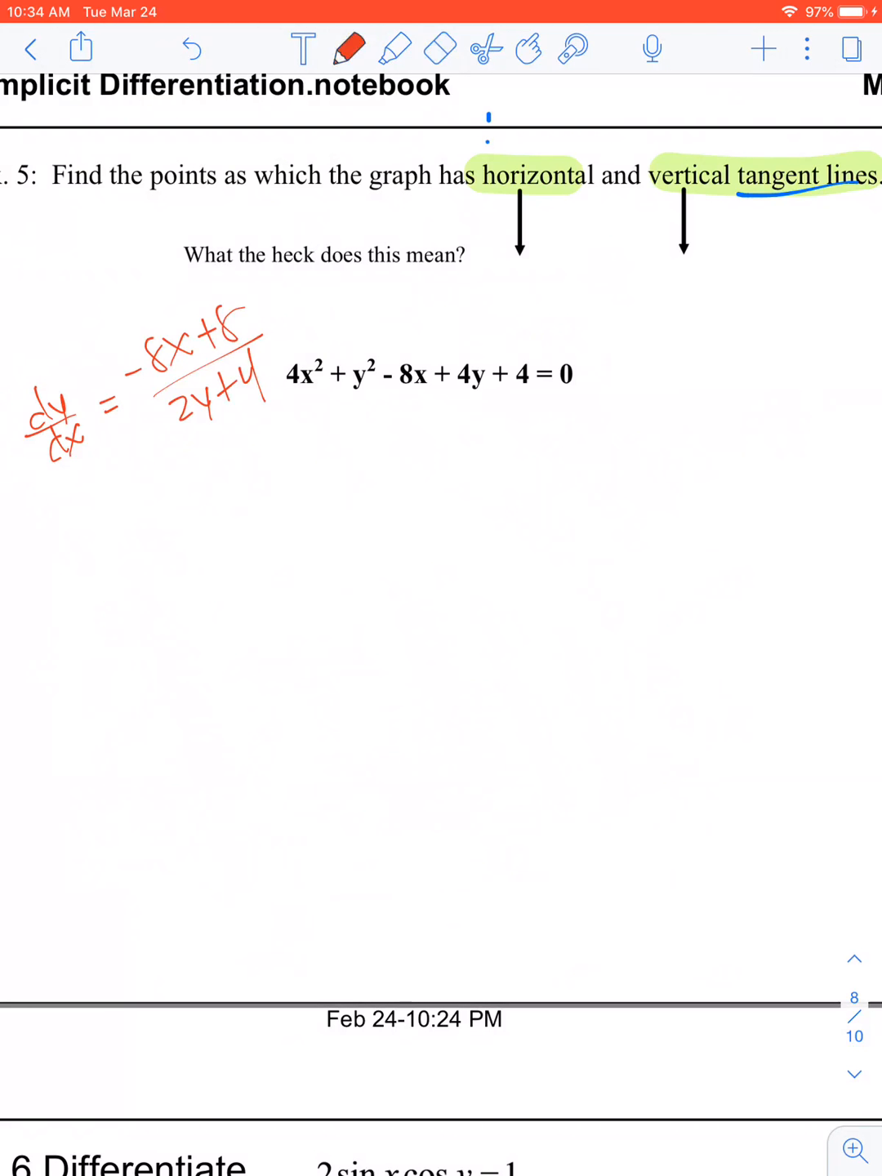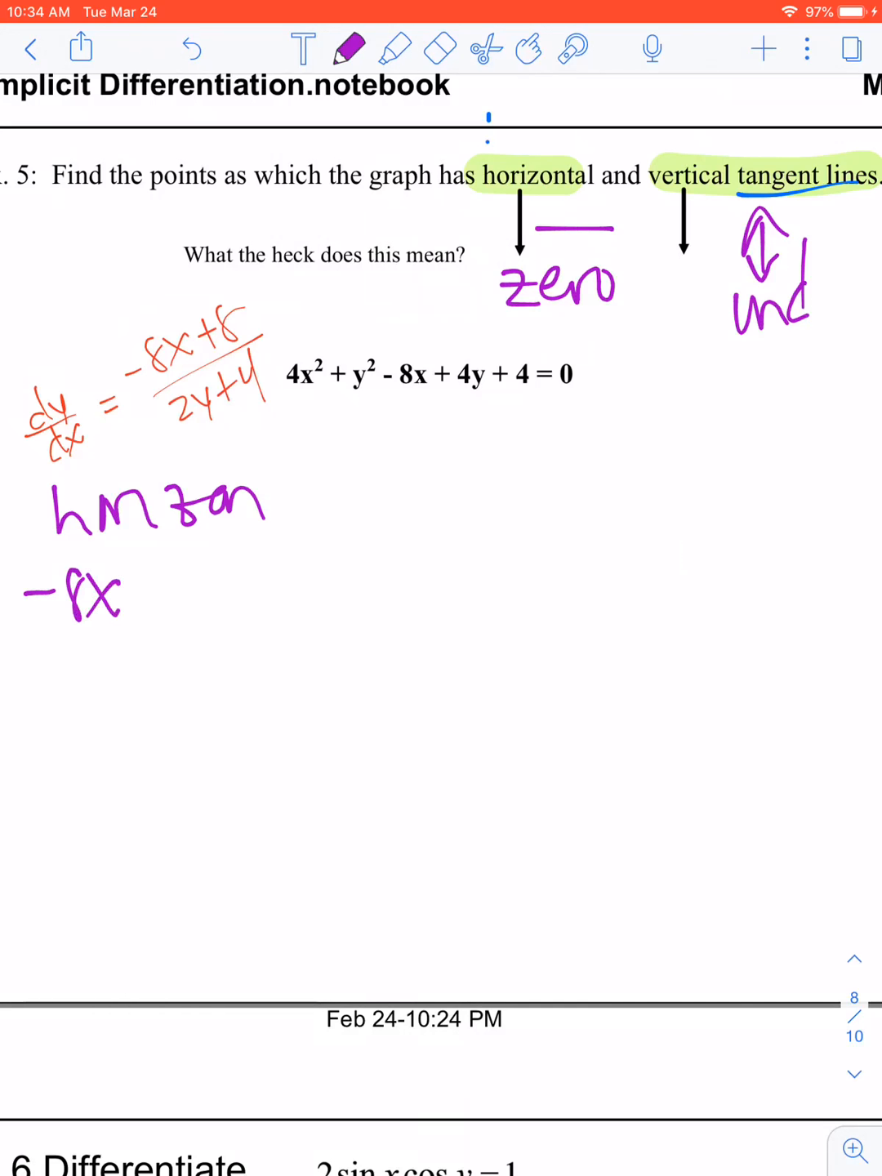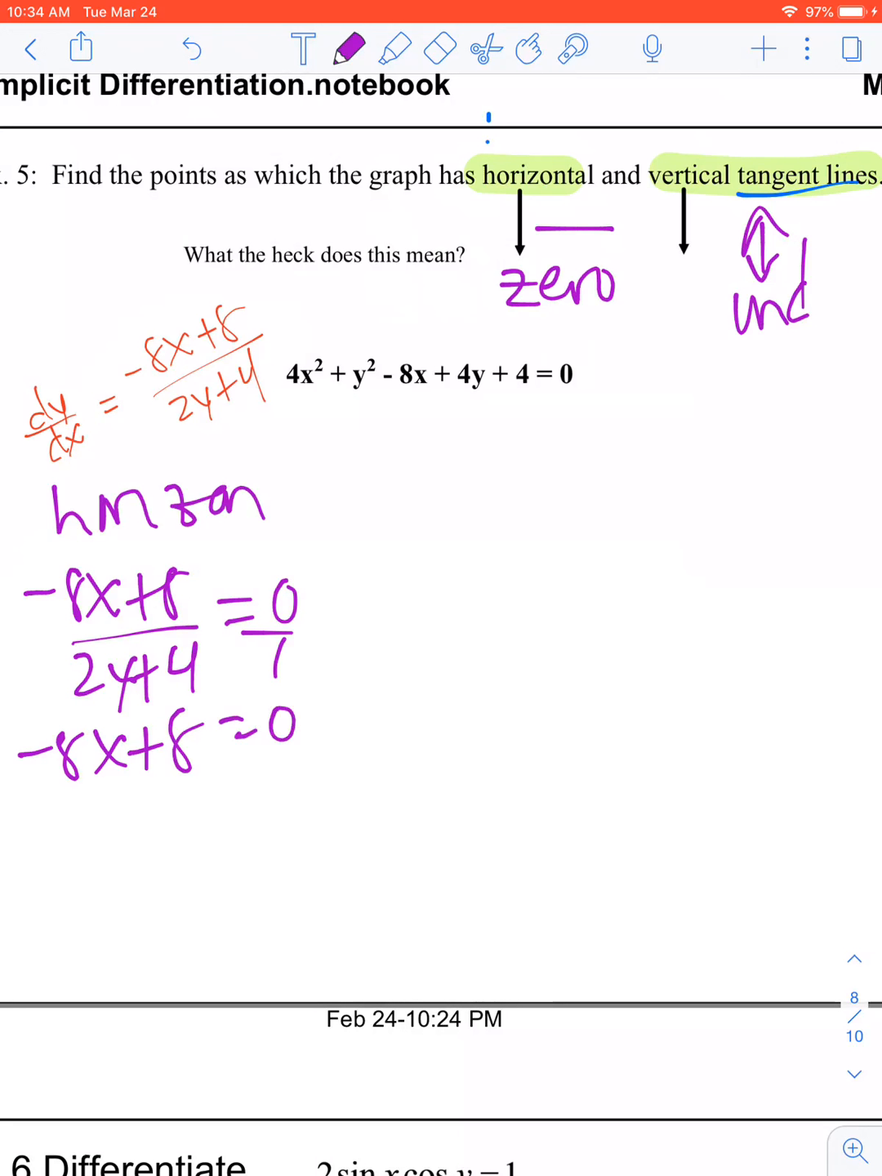If I want a horizontal tangent line, this implies that I would have a slope of 0. If I want a vertical tangent line, that implies I would want a slope that was undefined. So in order to find my horizontal tangent lines, I'm going to set the derivative, negative 8x plus 8 over 2y plus 4, equal to 0. But when I do that and cross multiply, it's just where the numerator is equal to 0. So when I solve, negative 8x is equal to negative 8, so x is equal to 1.